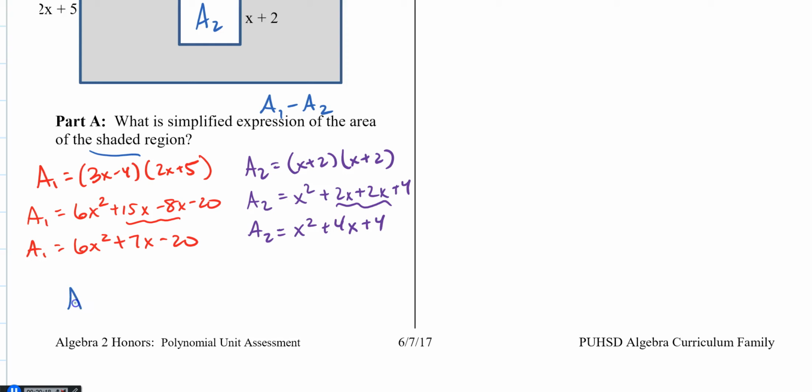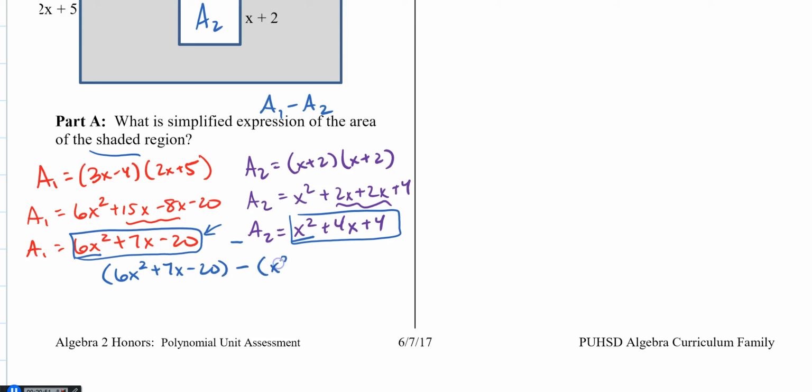And finally, my total area that I care about, I'm going to subtract these two values. So it's going to be A1 minus A2. So 6x squared minus 1x squared is 5x squared. If you need to write it out, it wouldn't be a bad idea to write that step out first. In fact, let's go ahead and do that so we can see what we're doing. Because remember, we had some special rules when we had to subtract. So 6x squared plus 7x minus 20 minus x squared plus 4x plus 4. Remember, there's a negative 1 here that we're going to distribute in.